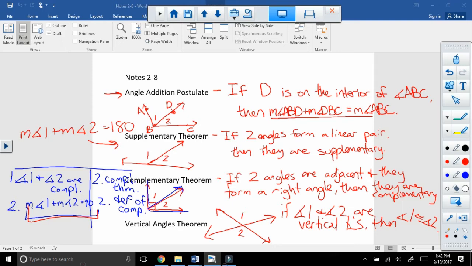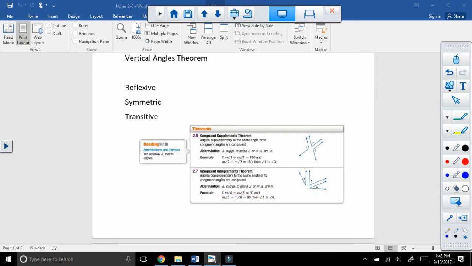So that's the direction we're going with all this. I'm going to go through these next three really quick, just so you can see an example of the reflexive property. This is when something's equal or congruent to itself. So this holds true with angles too. For example, angle 1 is congruent to angle 1.